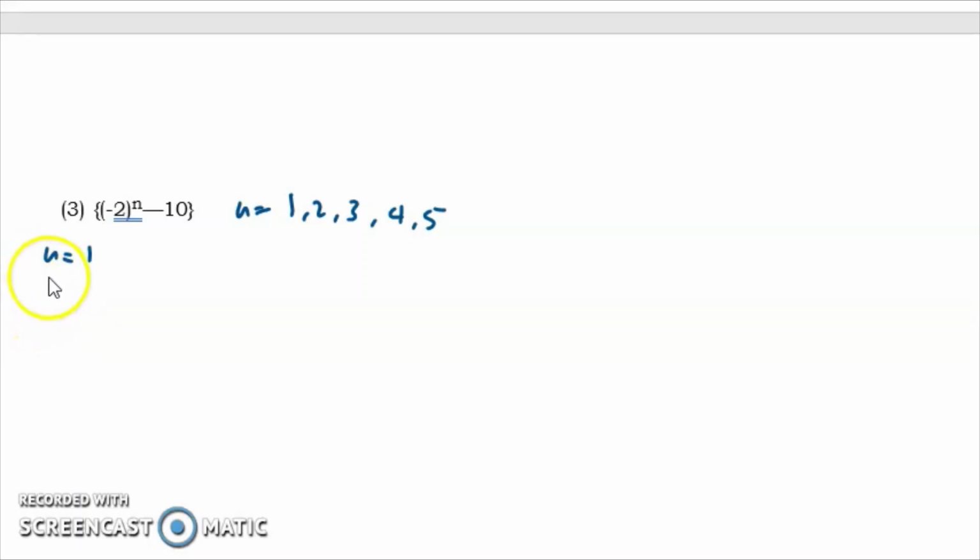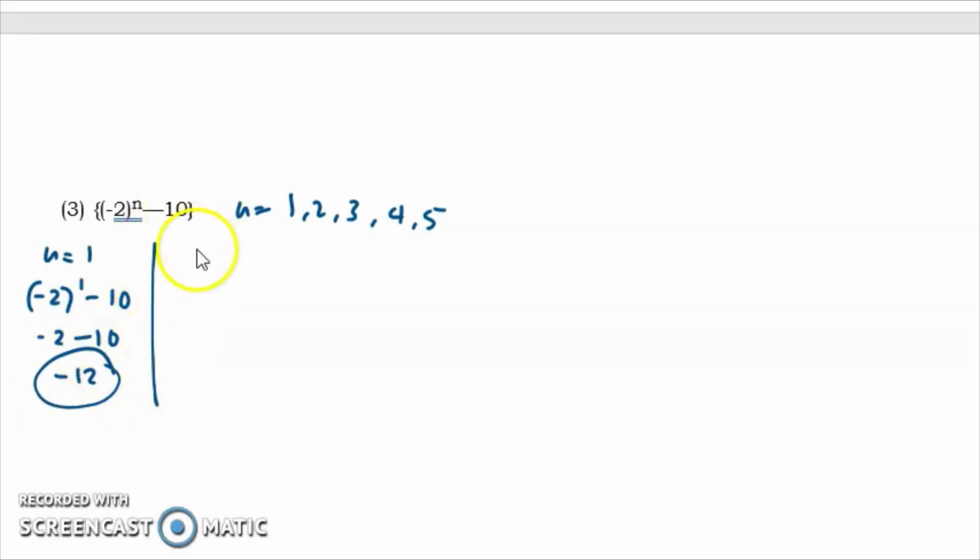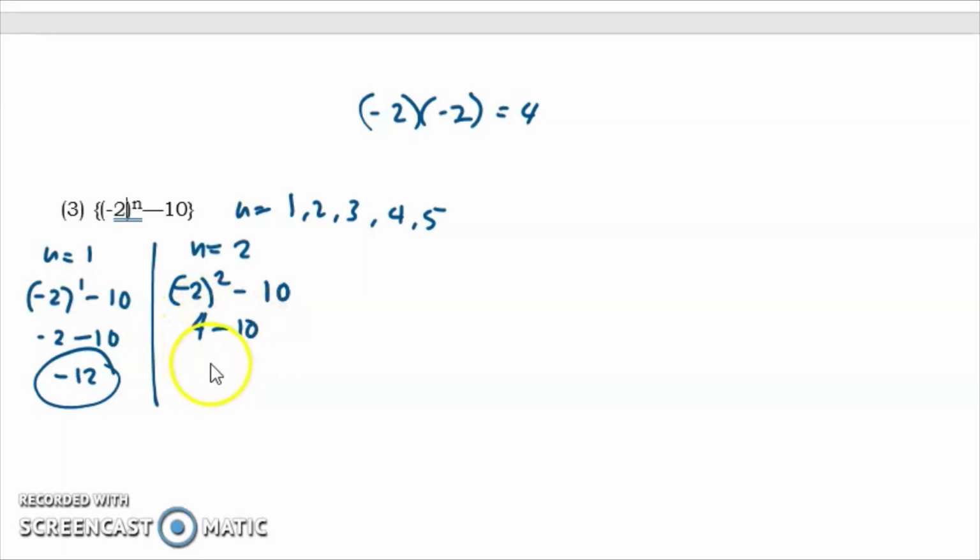Talaga kayo. We have here negative 2 raised to 1 minus 10. So, we have negative 2 minus 10. Negative 2 minus 10 is negative 12. Okay. And then, n is equal to 2. So, you have negative 2 raised to 2 minus 10. Negative 2 raised to 2. So, that's negative 2 times negative 2, diba? So, magiging 4. Positive na siya. 4 minus 10 is negative 6.